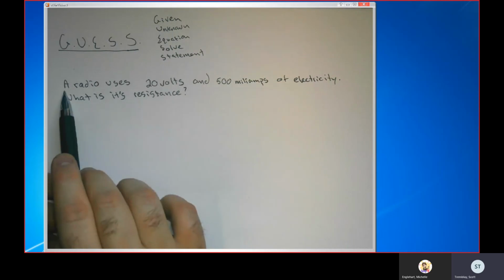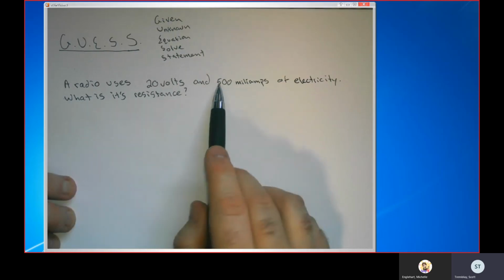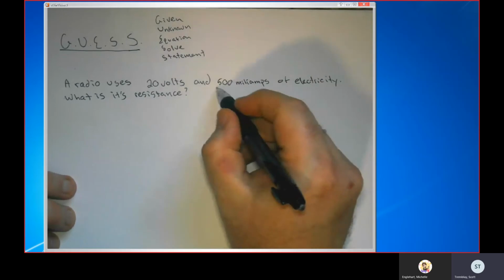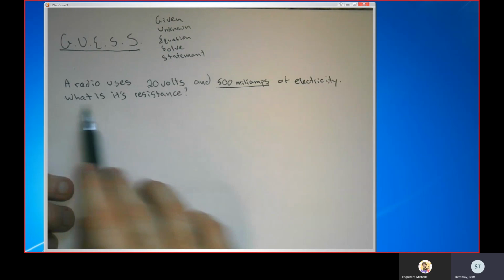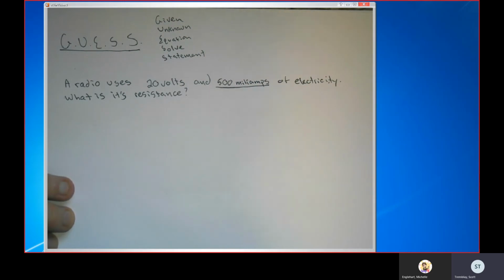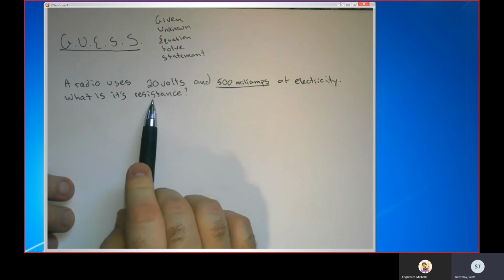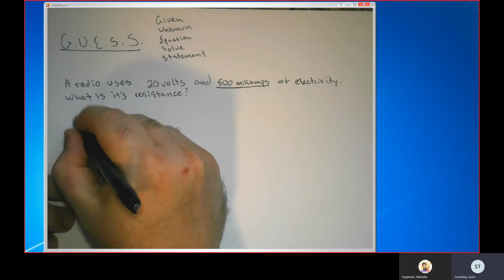If I read the question, a radio uses 20 volts and 500 milliamps. I'm just going to underline that because it doesn't look like amps, does it? Milliamps of electricity. What is the resistance? Okay, cool. So I know I'm dealing with an Ohms triangle, right? I'm looking for resistance. From the previous page, I know R.